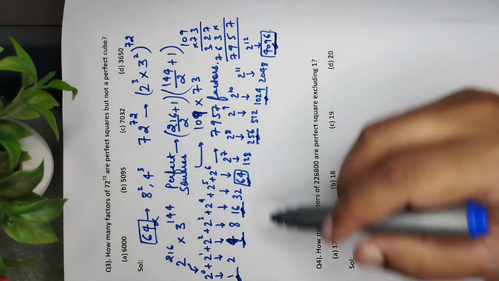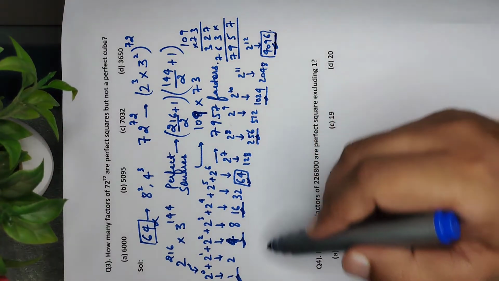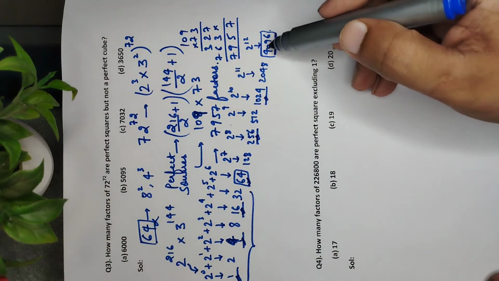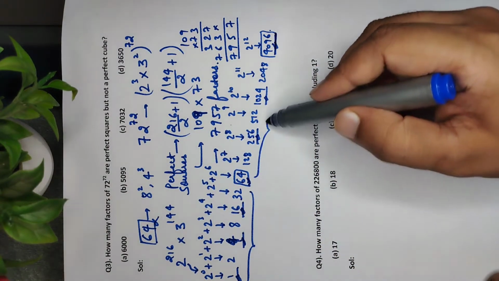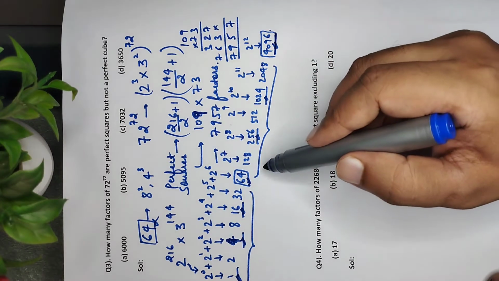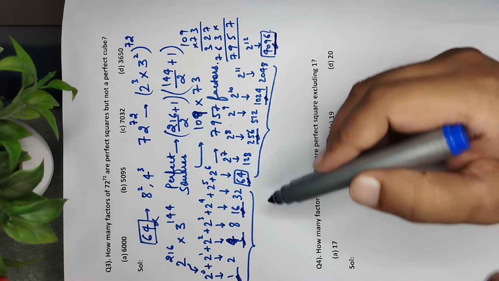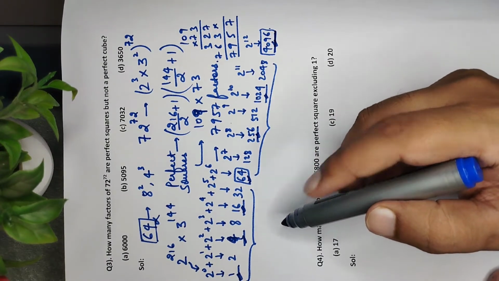So in order to eliminate them, you can see that this 64 is appearing after 6 steps. Similarly, this 2 raised to the power 12 is again appearing after 6 steps. So what we have to do is, after every 6 steps, we have to eliminate such kind of numbers. So what is the short way of doing this?